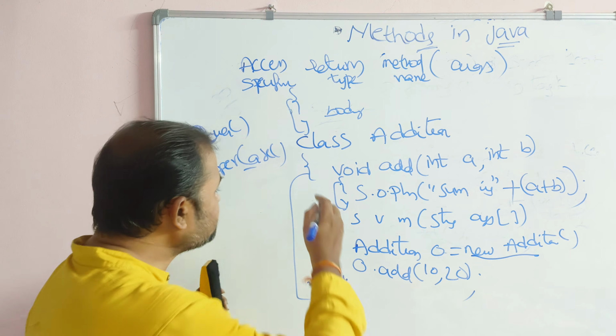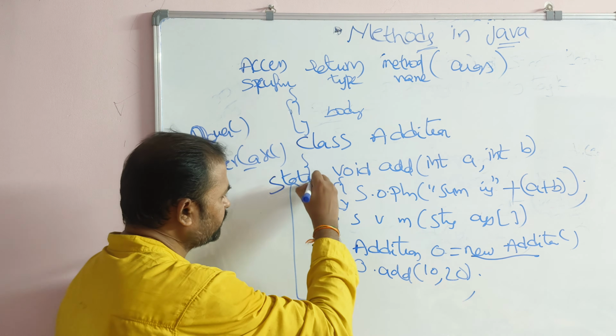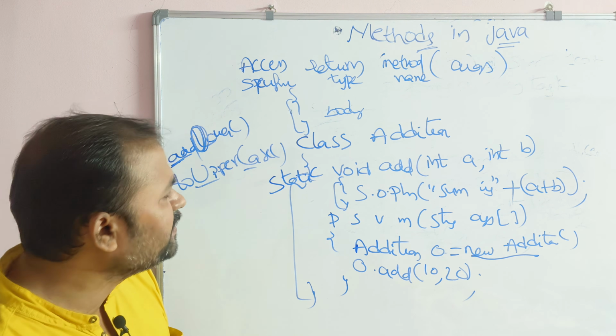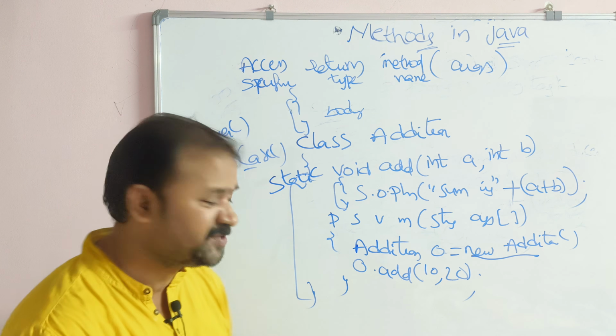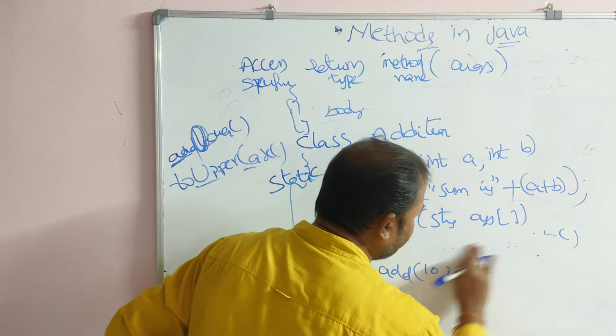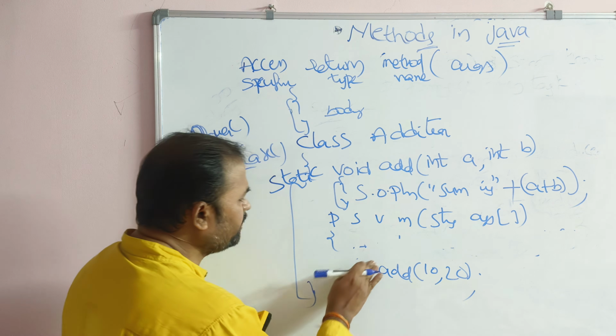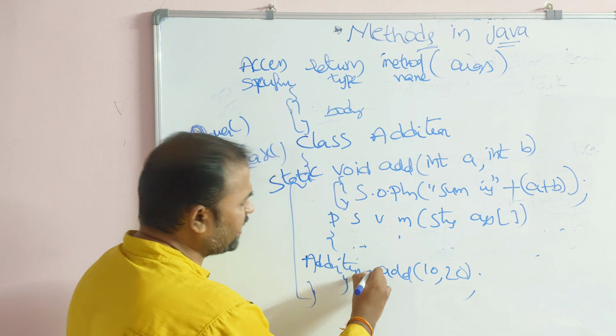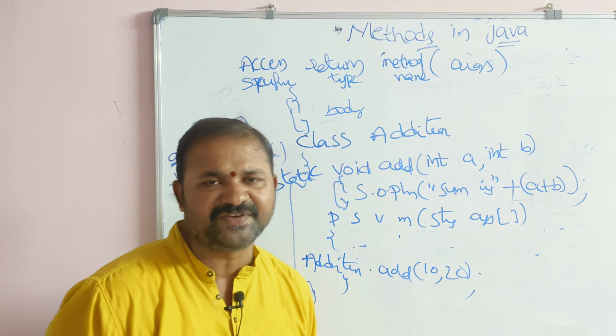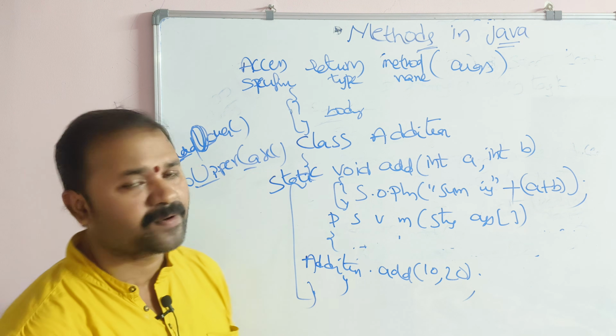Okay, let this method be defined as a static method. Static method means in order to access the static method, there is no need to create the object. Directly with the help of the class name, we can access the static method. So Addition.add of 10, 20. So like this we can access. So this is about methods in Java.